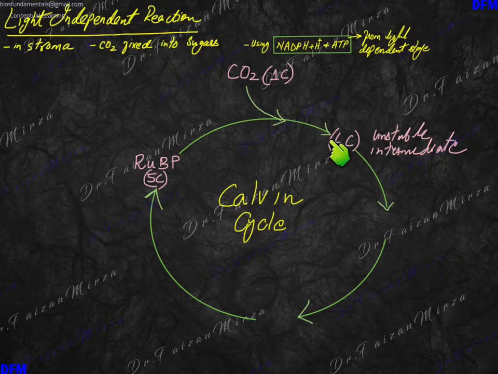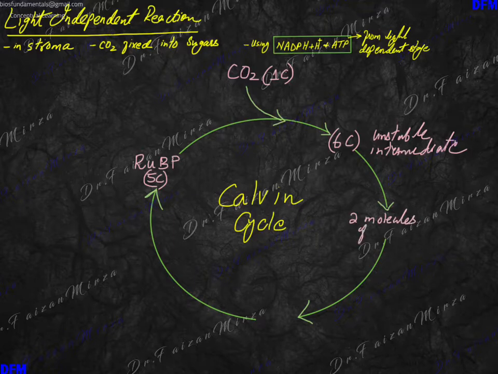This 6-carbon compound is formed because carbon dioxide, having one carbon, combines with a compound called RuBP. RuBP stands for ribulose bisphosphate. Ribulose bisphosphate comes from a sugar called ribulose. Ribulose is a sugar, and bisphosphate means 2 phosphates. So ribulose bisphosphate is a 5-carbon compound. This 5-carbon compound combines with carbon dioxide, which has one carbon, and forms a 6-carbon unstable intermediate. So this is how the Calvin cycle begins.